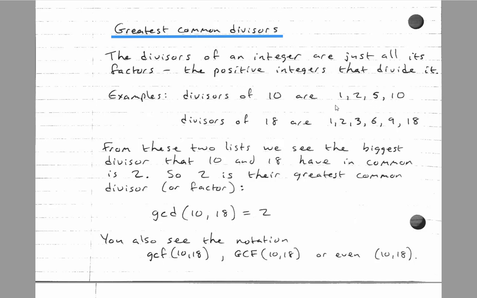Okay, so we're not looking at prime factors now. We're looking at all factors. So 1's not prime, 10's not prime, but we're looking at all the numbers that divide 10. How about 18? So the divisors of 18, it has more divisors: 1, 2, 3, 6, 9, and 18.